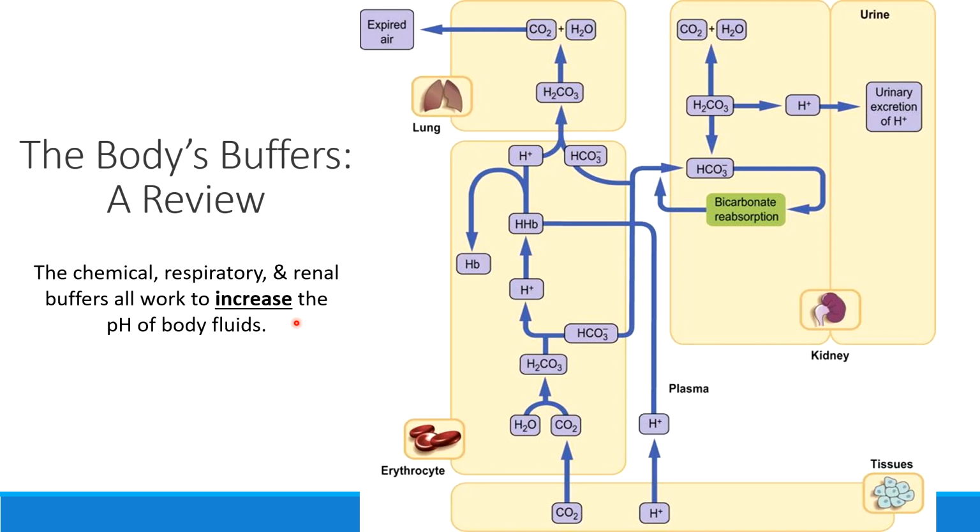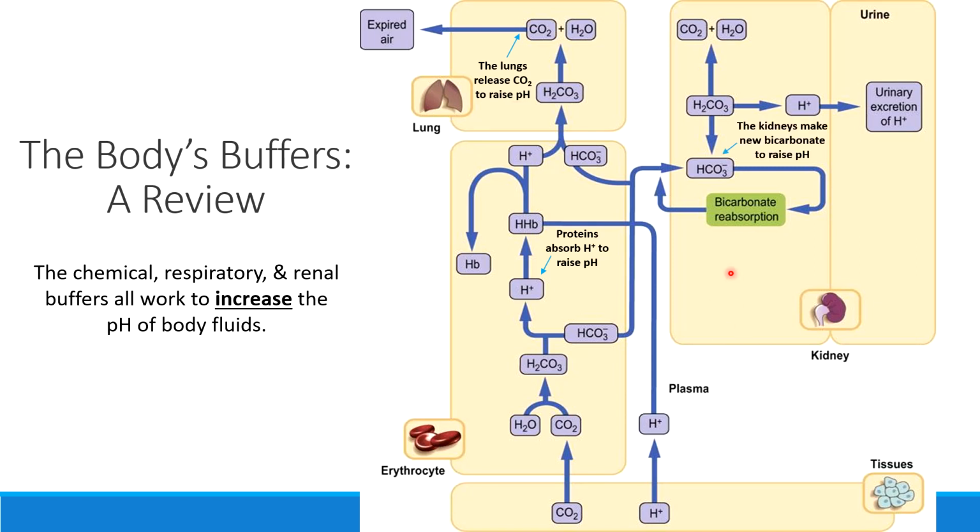So let's remind ourselves of the way that these buffers work. Remember that our chemical buffers exist to help absorb any hydrogen ions that are in excess. Proteins can do this, bicarbonate can do this, phosphate can do this. So we use the chemical buffer as a sink to hold on to things. We can use the respiratory buffering system to actually release some of that acid in the form of carbon dioxide. That's going to help our pH, again, get higher or become more basic.